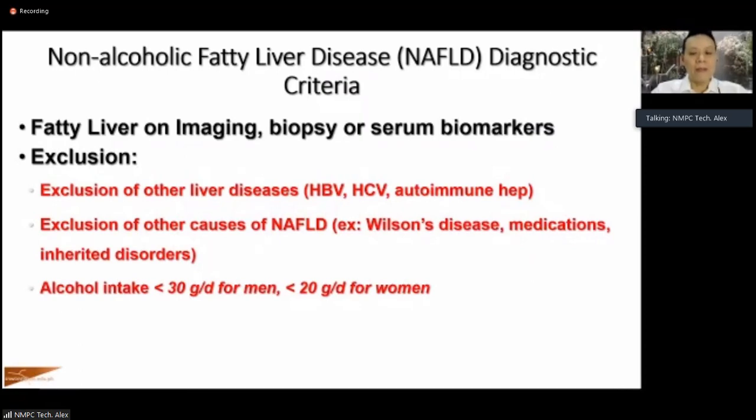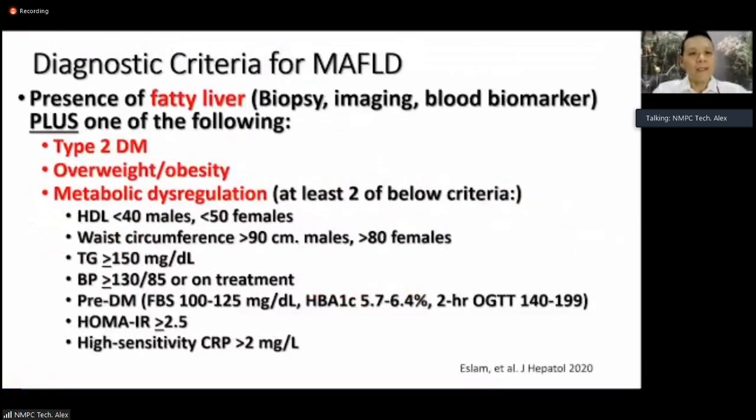So there's an inherent problem with this sort of diagnosis of exclusion, is that in the real world, you can have patients with multiple chronic liver diseases that will cause liver injury to your patient. And that is why last year an international consortium talked about possibly changing the nomenclature and possibly changing the diagnostic criteria as well.